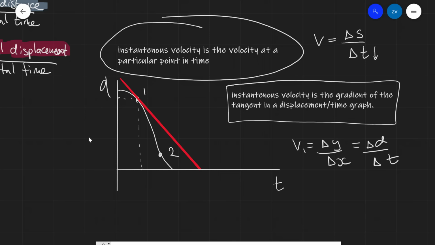If I wanted to find the speed at point 2, I would of course then draw the tangent at point 2. I have a very detailed video on instantaneous velocity, so if you want to look at some worked examples, please check out this video, which is in my more detailed motion playlist.